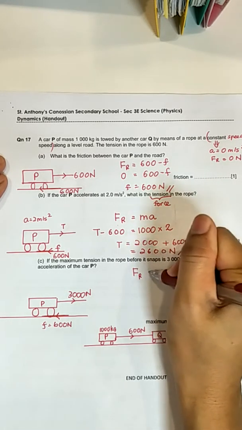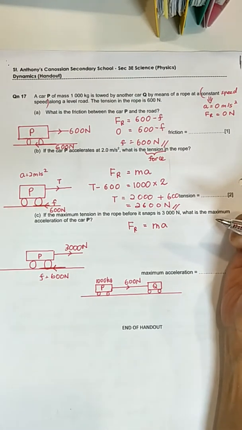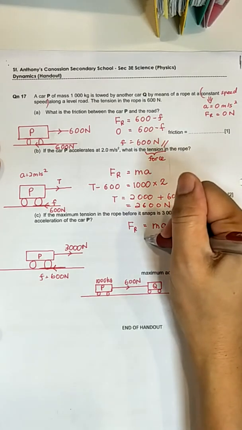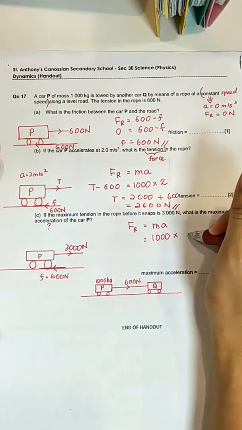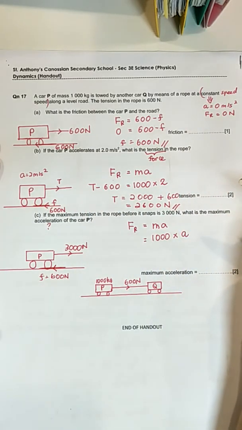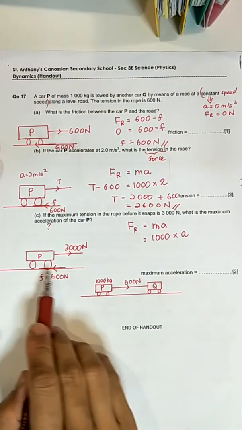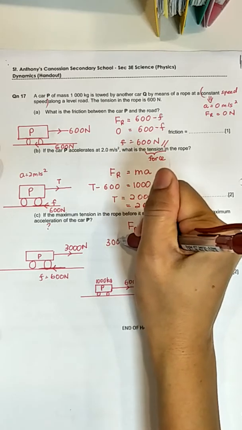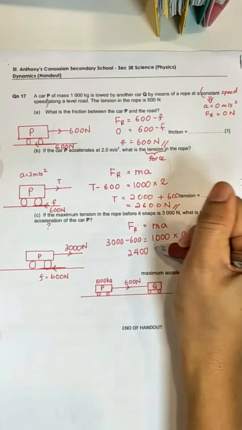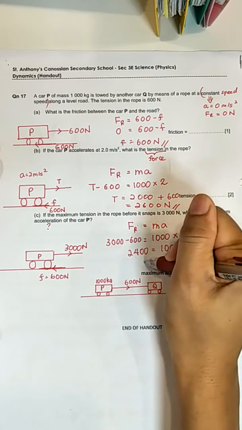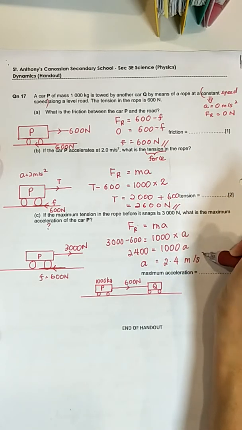Again, we are going to write this formula, which can help us solve most of our problems in this chapter. Mass is 1000. I don't know the acceleration, that's what I'm trying to find, so I'll put a. What is the resultant force? Now, if I were to pull with 3000, there is a friction of 600. The resultant force would be 3000 minus 600, so 2400. So the maximum acceleration is 2.4 meters per second squared.